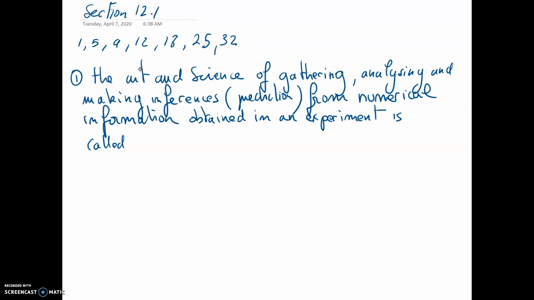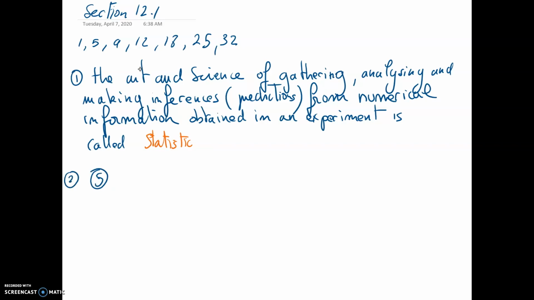And this problem number 1 is all about defining the definitions. So the art and science of gathering, analyzing, and making inferences, and inferences are predictions, from numerical information obtained in an experiment is called, well, it's called statistics. That is the definition of statistics. Okay? All right, let's jump on the problem number 5 now.